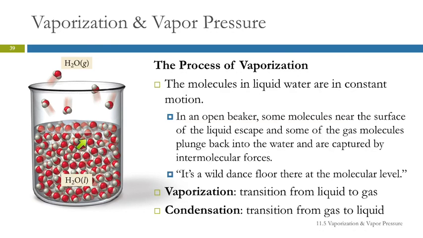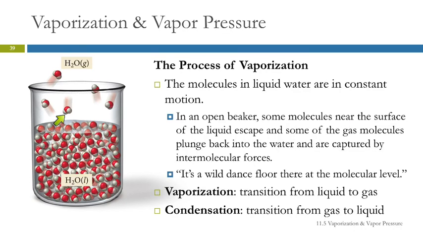These molecules are in constant motion. They have an average molecular energy. That means that some of them have higher molecular energy and some of them have lower molecular energy, or thermal energy. And so if you have one that is moving quickly and it gets near the surface, it may have enough energy to break away from the intermolecular forces that are holding it together, and it can escape into the gas state. That's called vaporization, going from a liquid to a gas.